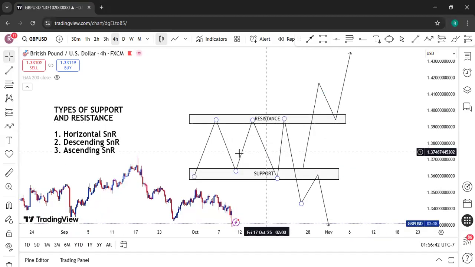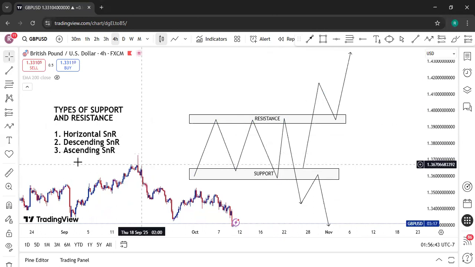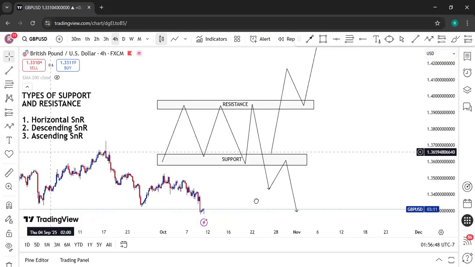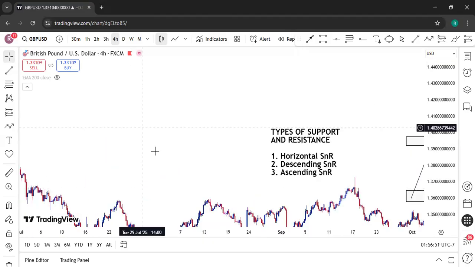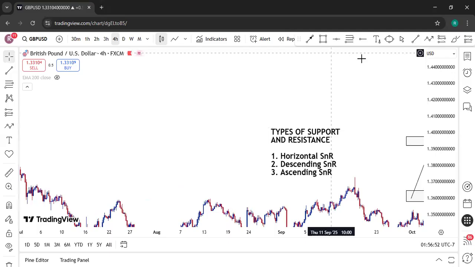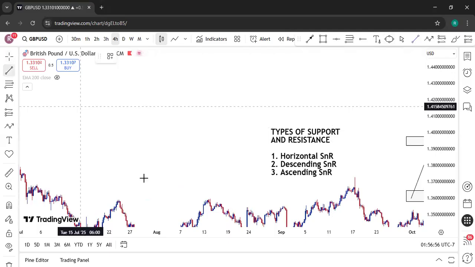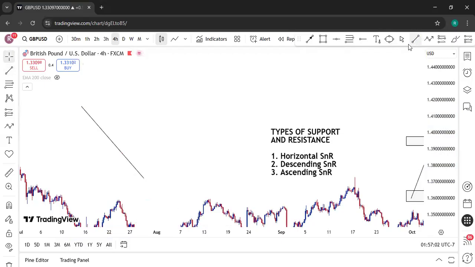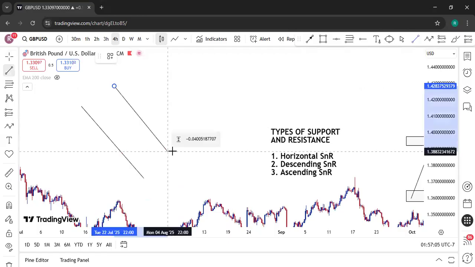Let's go to the next one, which is the descending support and resistance. Descending support and resistance, this is what it looks like. Let me move around the chart. So this is what descending support looks like on the chart. We're going to go to the chart to look out for live examples of how we can spot it on the live chart. So we have descending support. This is what it looks like.